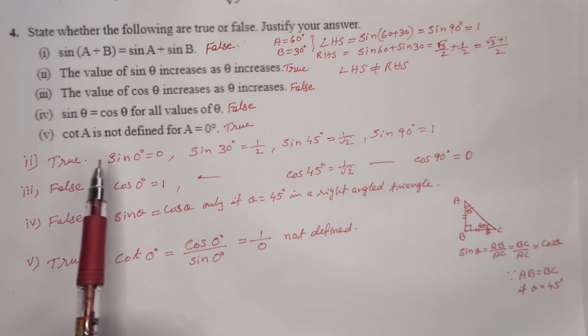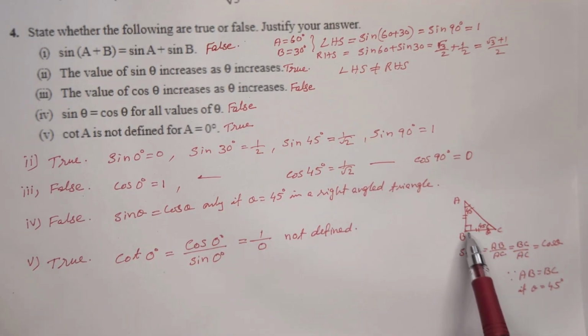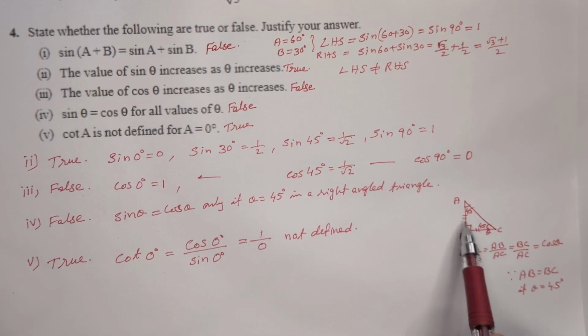Now fourth statement, sin theta is equal to cos theta for all values of theta. That is false. Only when the angle becomes 45 degrees in a right angle triangle, we know that one of the angles is 90 degrees, and if one of the other angles is 45, then automatically the other angle also will be 45 by the angle sum property of a triangle. Now these two angles are equal, then these two sides also will be equal. Opposite sides of the equal angles are equal.